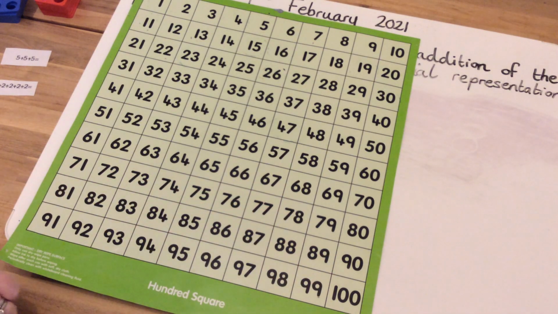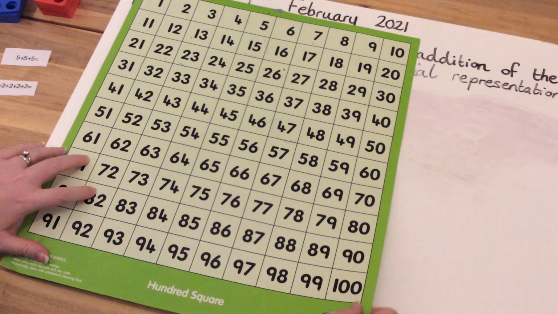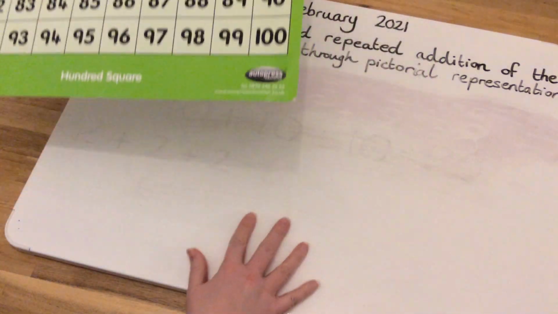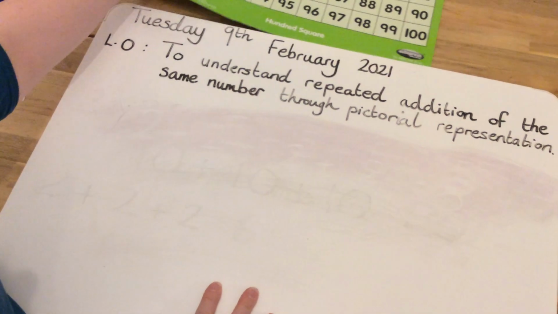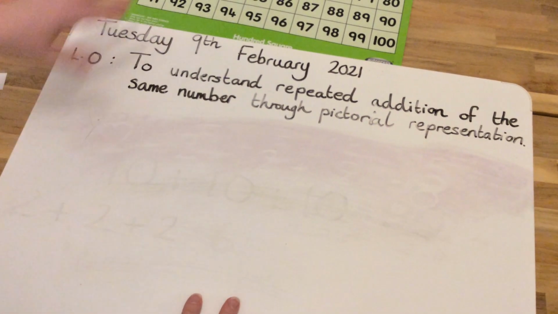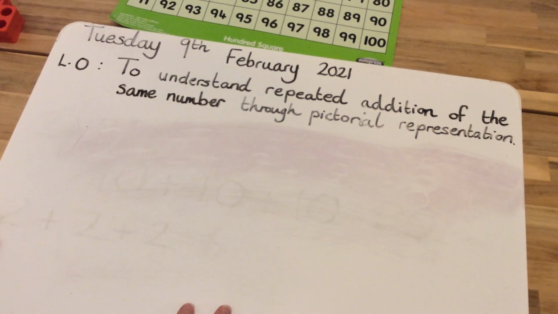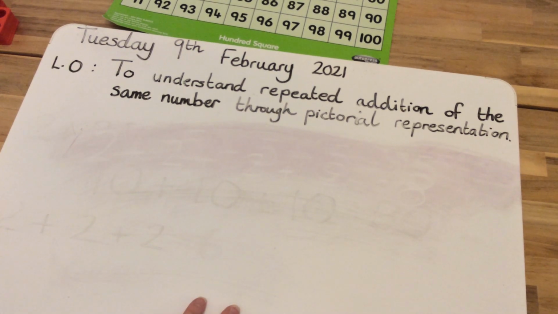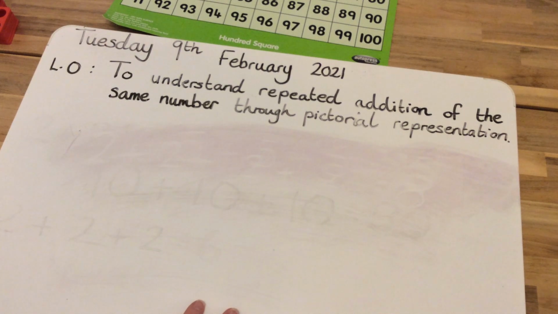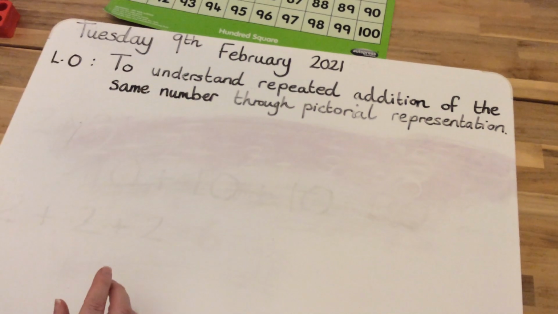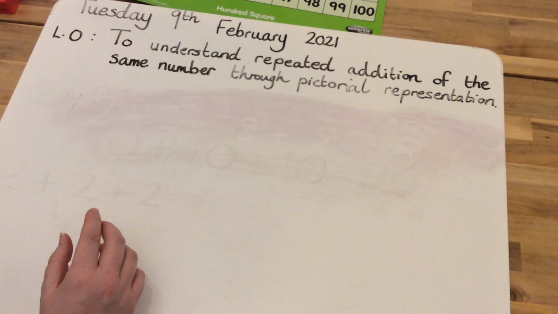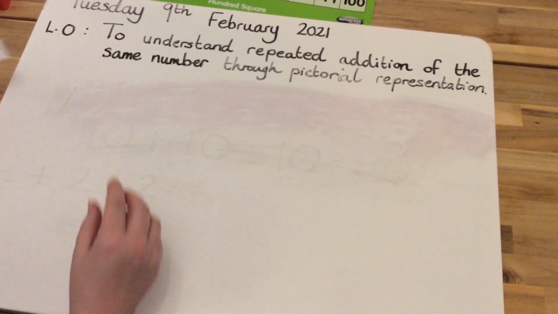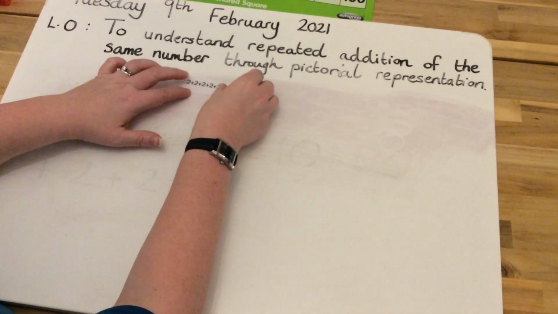Well done. Can you remember, children, what we were learning yesterday? Yesterday we were adding the same number together lots and lots of times. Another way we can describe that is repeated addition. So let's have a little practice of one of those sums that we did yesterday just to start us off. I'm going to start with this one. This one is a twos sum.